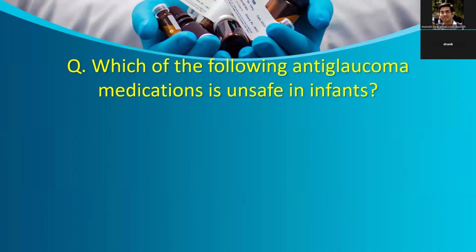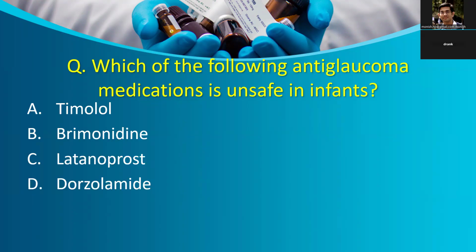So I'll finish off with a few important previous year questions on glaucoma. The first and foremost is, which of the following anti-glaucoma medications is unsafe in infants? The options are timolol, brimonidine, latanoprost, and dorzolamide. We have seen in the previous slides that brimonidine can cause apnea in infants and young children because it crosses the blood-brain barrier and can cause CNS suppression as well as respiratory suppression. So it should never be used in infants, and alternative glaucoma therapy should be used. Other agents like timolol, latanoprost, and dorzolamide can be used in infants, but brimonidine use is discouraged because it crosses the blood-brain barrier and can cause apnea and respiratory issues in children.